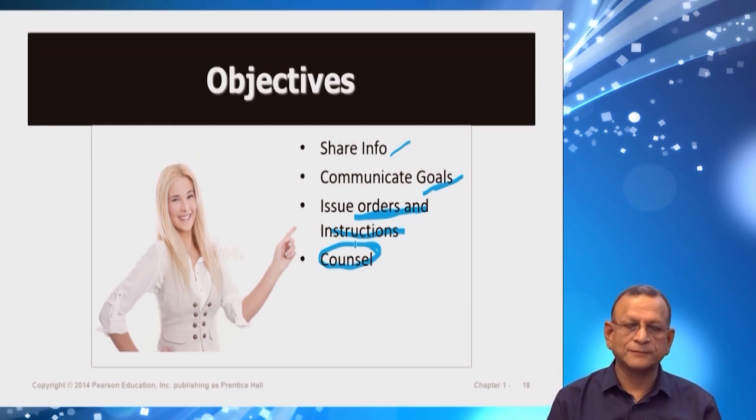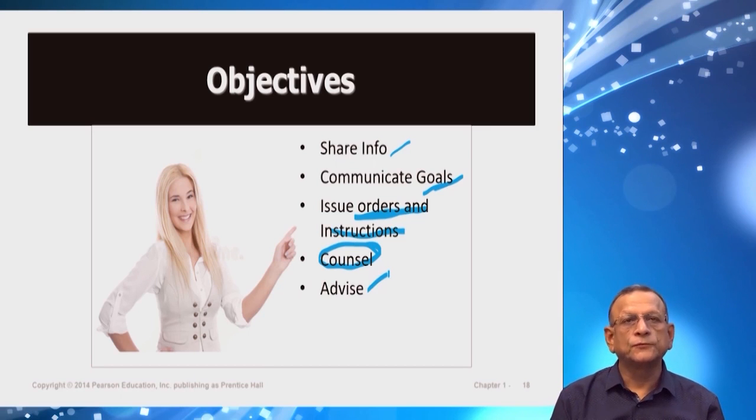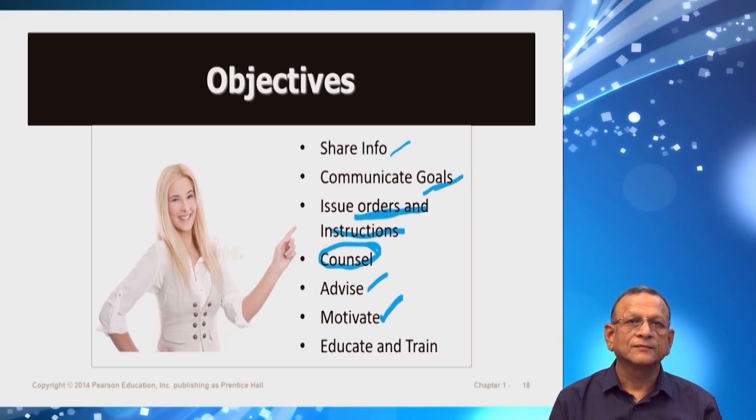Tell them what they are supposed to do, why certain things are not happening, and so on. And then you need to advise them what they should do to fulfill the objectives of the organization. This will lead to motivating them. In this manner, you will be motivating them, and finally, you are educating and training them.